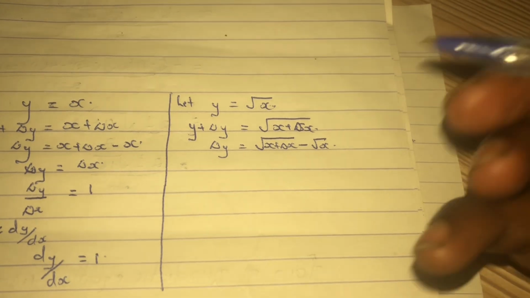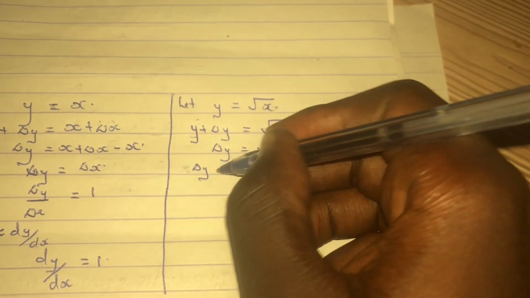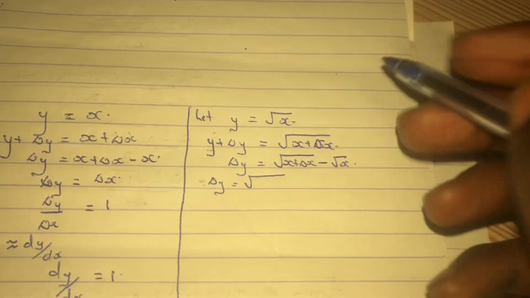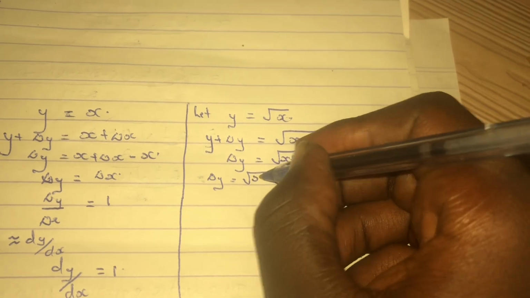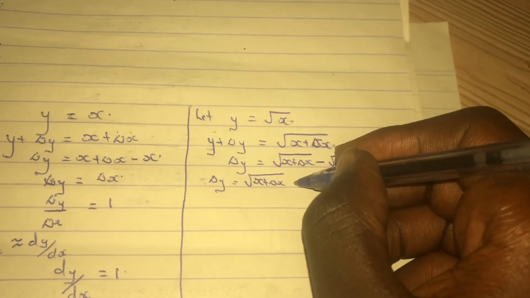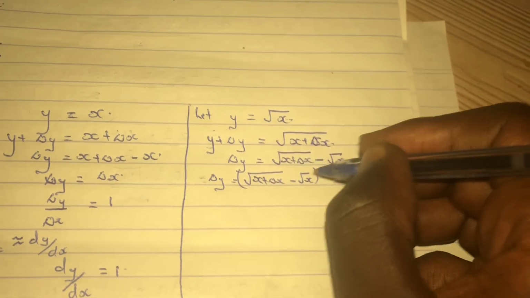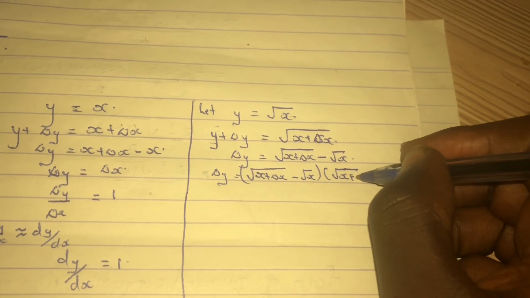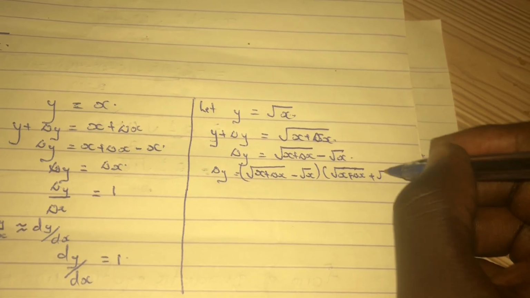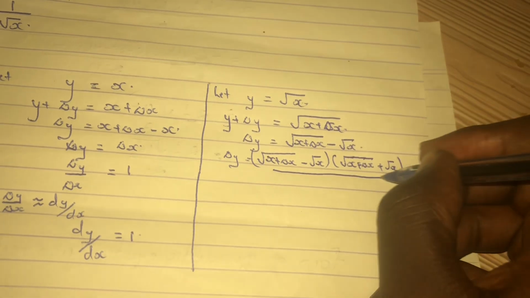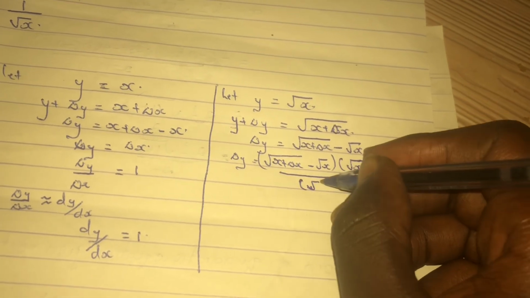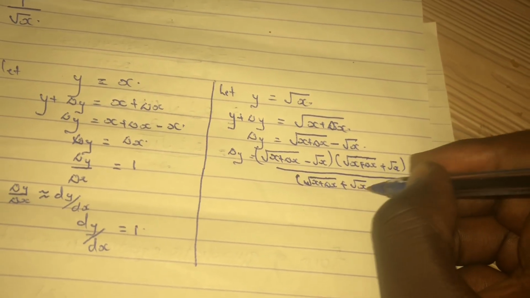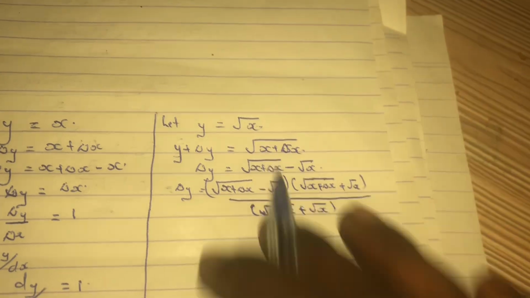Simplify this, we simply rationalize. That means change in y will be square root of x plus change in x minus root x, multiplied by the conjugate of this, which is root of x plus change in x plus root x, over the same one, root of x plus change in x plus root of x. Let us try to simplify.